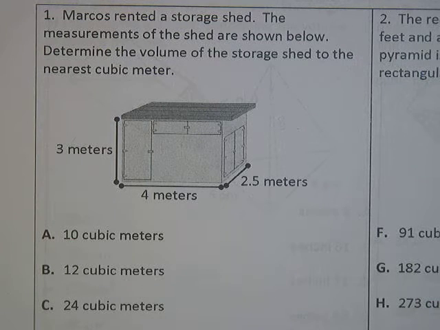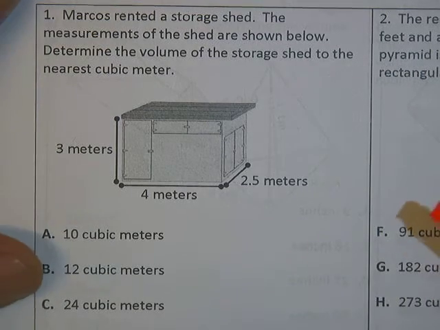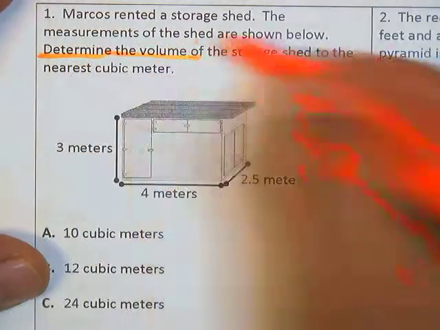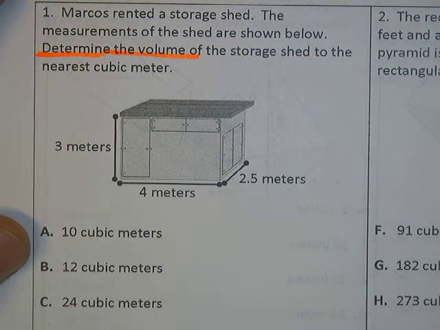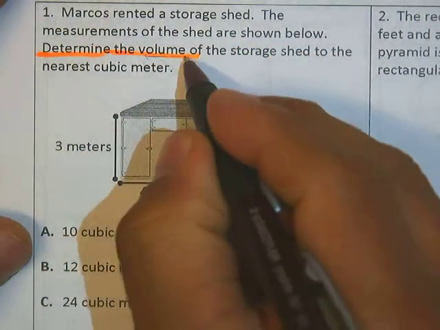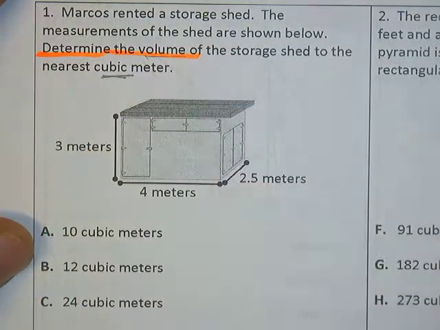Let's look at figure number 1. It says Marcos rented a storage shed. The measurements of the shed are shown below. Determine the volume of the storage shed. Automatically you know it's volume. Also it says cubic. Okay.